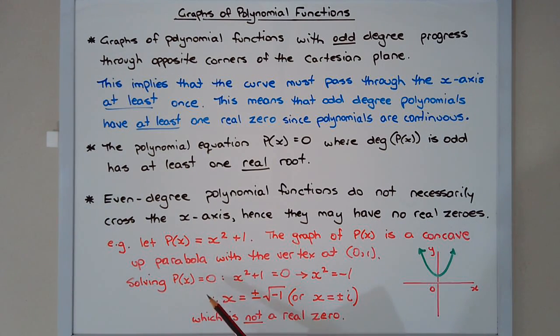Solving p of x equals 0, in other words, x squared plus 1 equals 0, x squared is equal to negative 1, and therefore x is equal to plus or minus the square root of negative 1. Or for those that are considering extension 2, we could replace the square root of negative 1 with the pronumeral i. And this is not a real zero. So by example, we can show that there's at least one case of an even degree polynomial that does not have a real zero.